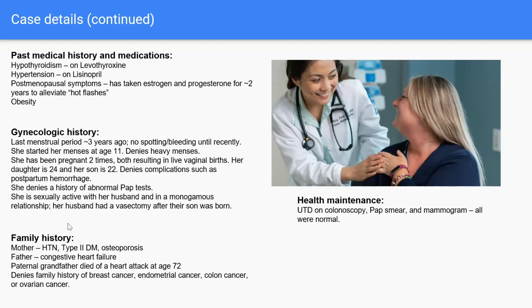And then family history. The lack of family history of cancer is important to note. And then also it looks like she has some cardiac risk factors because her dad has congestive heart failure. Her paternal grandfather died of heart attack at 72. And then her mother has hypertension, type 2 diabetes, osteoporosis. So, okay. And if you guys don't get all the notes, you have to write everything down, but we can always come back and refer to these slides as well.